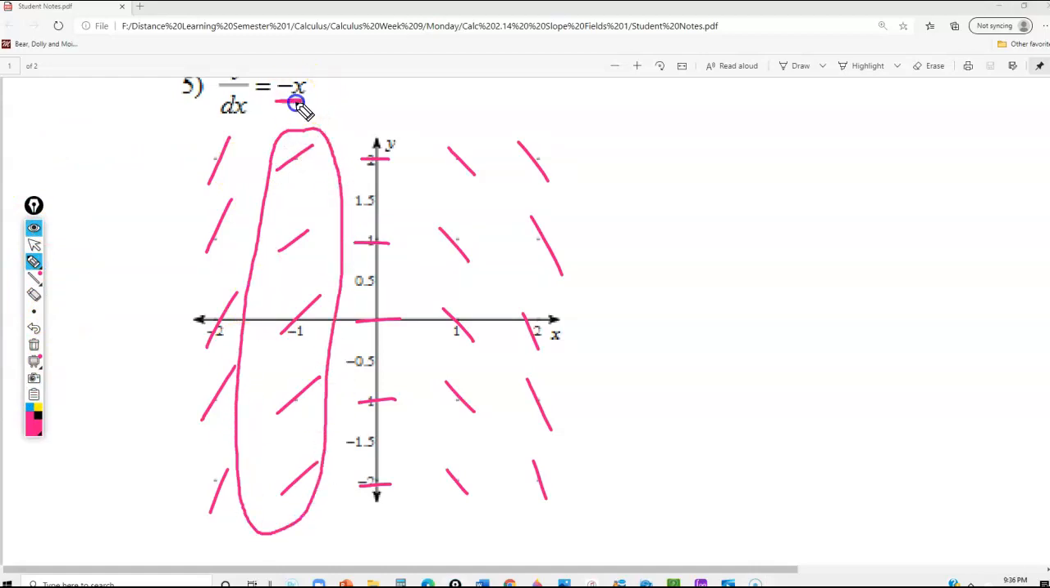Well, because there's only an x. So notice that every one of these points here have the same x value. The only thing that's different about those points is their y values. But as you can see, for the differential equation, the y value doesn't matter because it's not even there. So you have the same slope in the entire column.